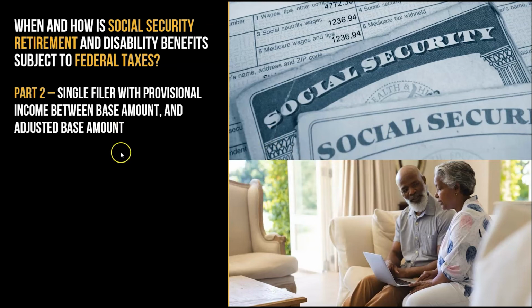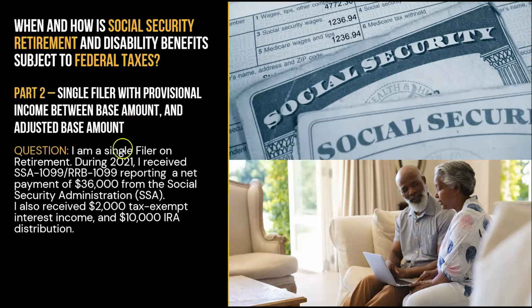Now, to start off, I'm looking at how and when your Social Security is taxable. We're going to look at a fact-specific issue, a question we recently got from a single filer. The taxpayer said he's a single filer who is on retirement. During 2021, he received an SSA-1099 reporting a net payment of $36,000 from the Social Security Administration. He also received $2,000 in tax-exempt interest income and a $10,000 IRA distribution.